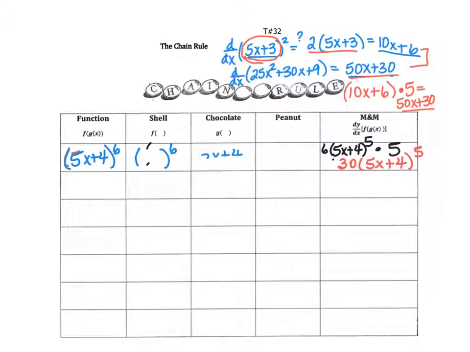Just getting rid of some of this writing so I have space. Let's try another one. Let's look at if I had x² + 3x + 9, and I wanted to do that to the 7th power. Think about your 2 layers. I have something to the 7th, and then my inner function would be this. And so how do you take the derivative?